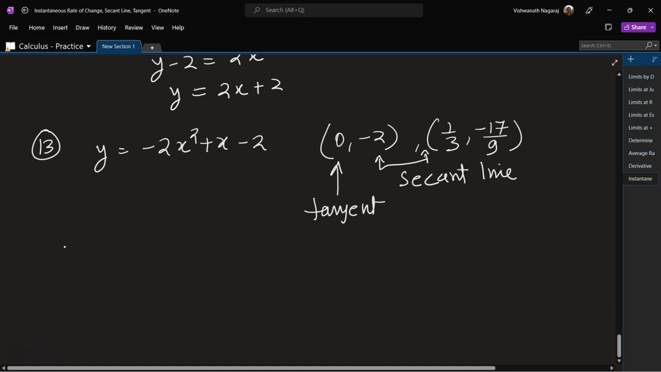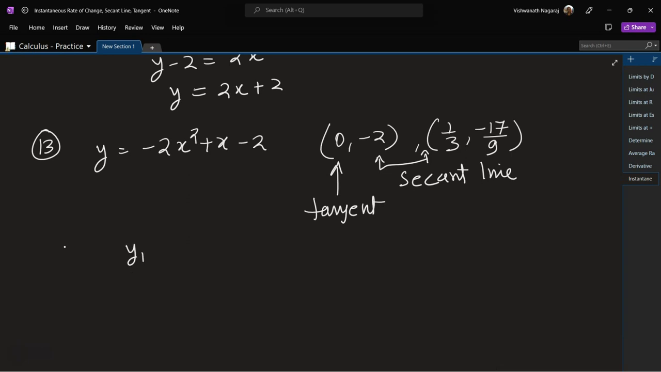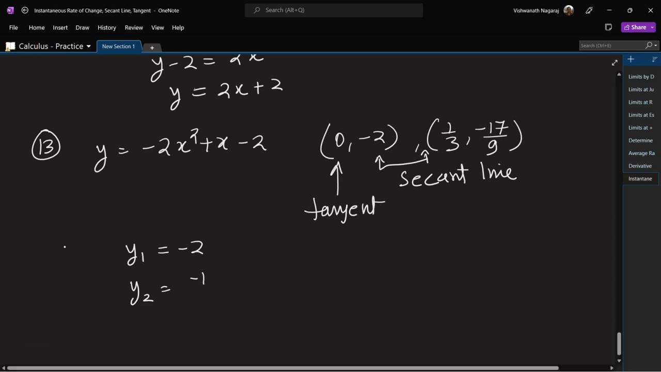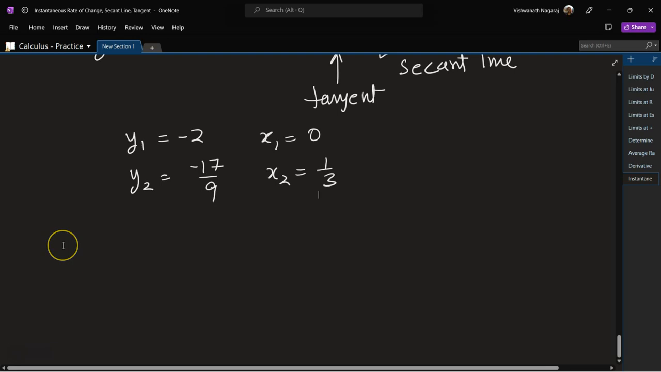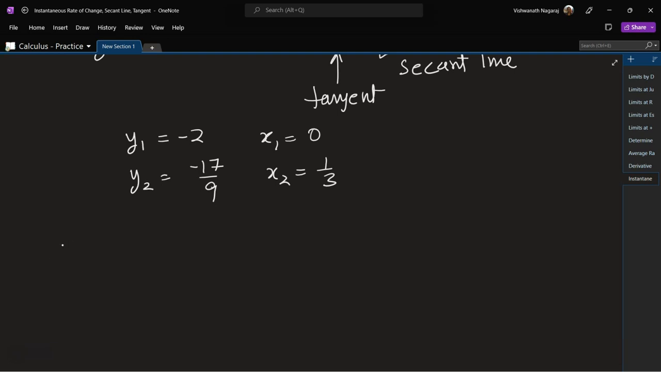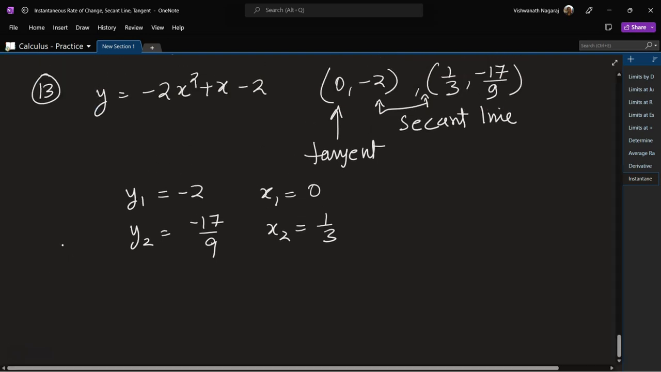So to make sure we don't make a mistake, let's write it as y1 is equal to minus 2, y2 is equal to minus 17 by 9, x1 is equal to 0, x2 is equal to 1 by 3.